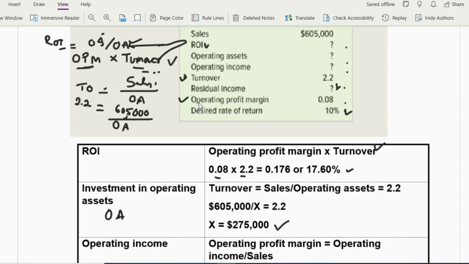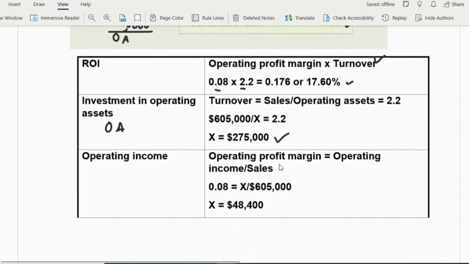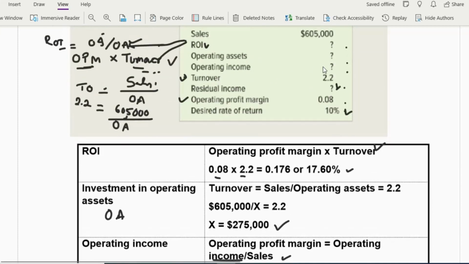Operating profit margin is equal to operating income divided by sales, I wrote this formula over here. Now operating profit margin is 0.08. Operating income we want to find out. Sales are 605,000. So when you simplify, that is 48,400. So operating income we also figured out.